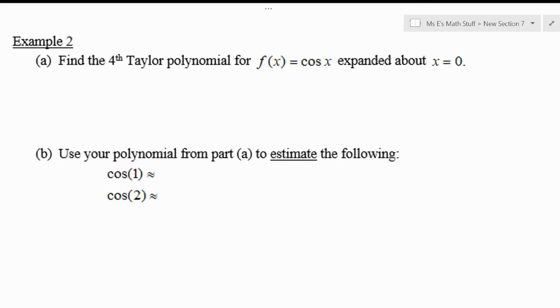And then for part B, I'd like for you to show how to use your polynomial from part A to approximate cosine of 1 and cosine of 2.